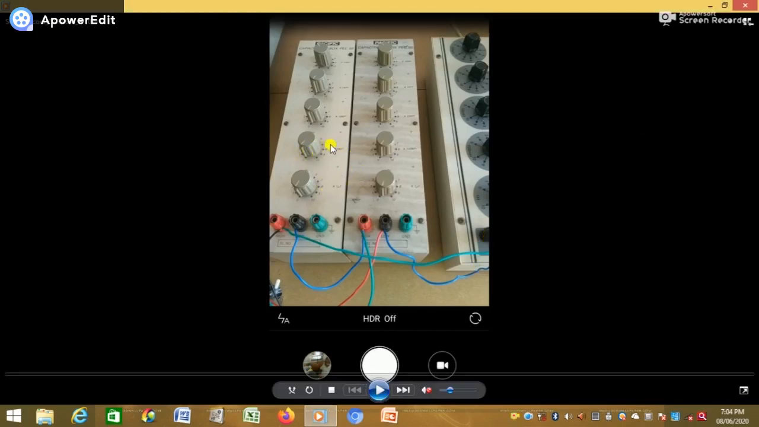In the Colpitts oscillator, the second part of the circuit is the LC tank circuit, and that tank circuit is used as a feedback network. Whatever the C1, C2 and L values, you have to set them in the capacitance box and the inductance box. According to the design, C1 is 500 picofarad, C2 is also 500 picofarad, and L we set to 5 millihenry. Okay.